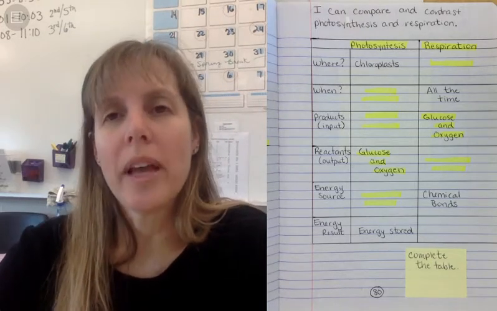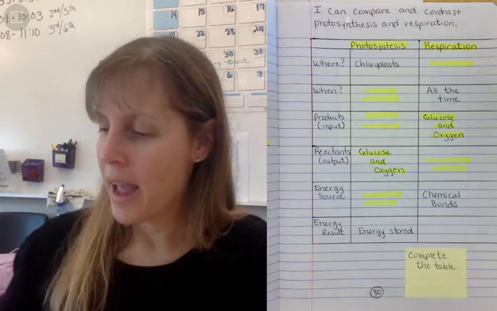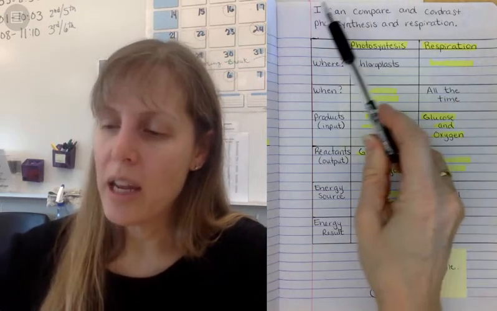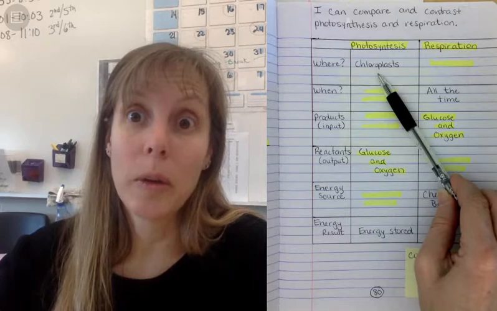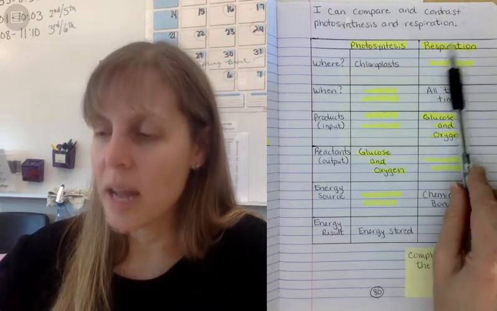So I really would like you to look at them on page 80 and complete this table. I need you to be able to compare and contrast photosynthesis and respiration. So I want you to tell me, where does photosynthesis take place? In the chloroplast. Where does respiration take place? Do you remember? It's an organelle.